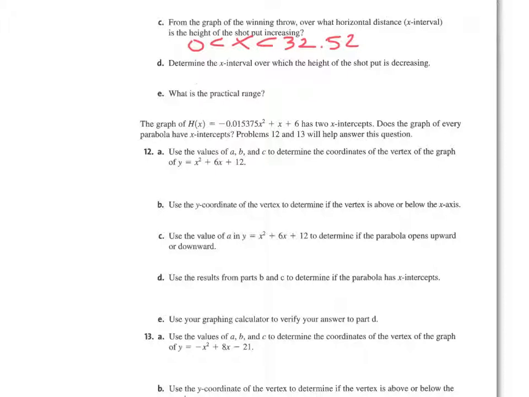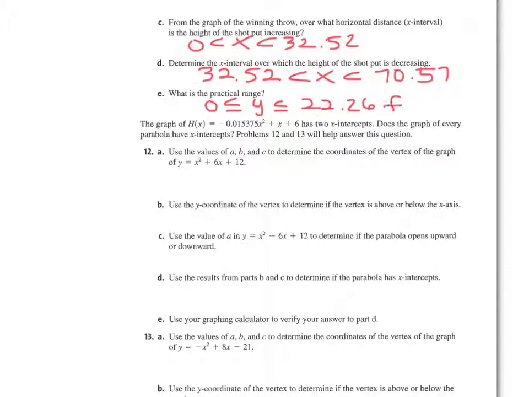So when I pick up from 32.52, all the x's after that, all the way up until our last possible x, it will be decreasing. In the practical range, we said the max it's going to get is 22.26 feet. So from 0 to 22.26 would be our practical range.